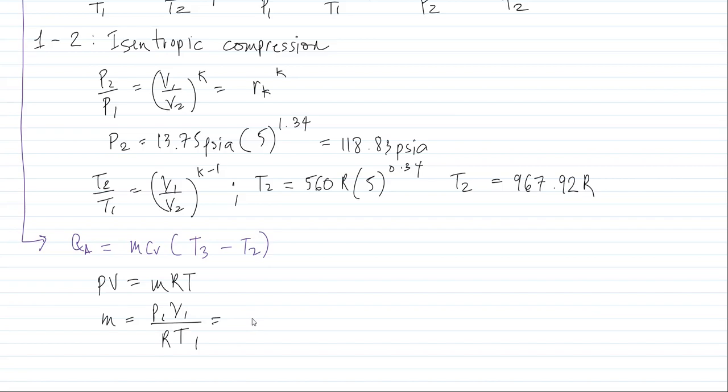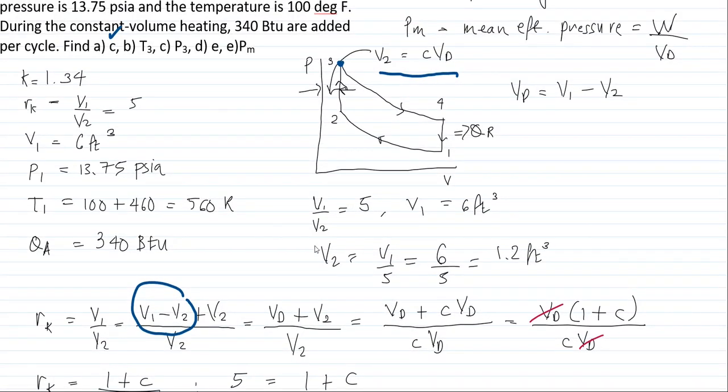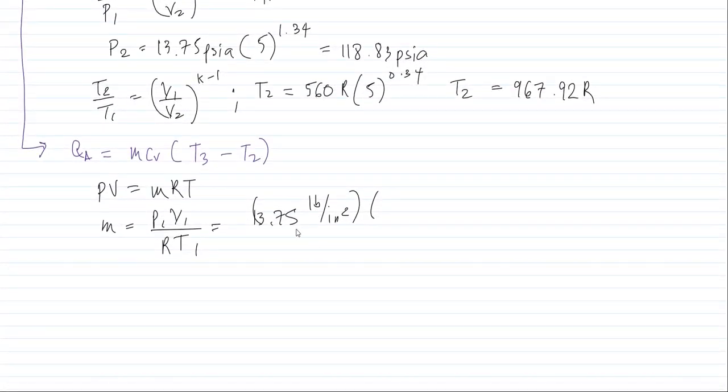Okay? So initial pressure is 13.75 pounds per square inch, and then the initial volume is given at 6 cubic feet. And then R is 53.342 pound force feet per pound mass Rankine.